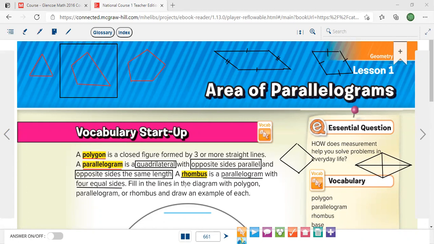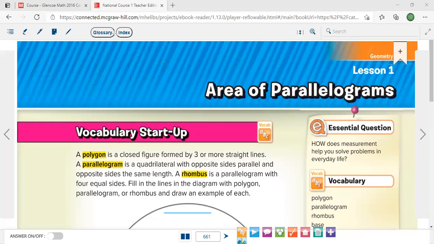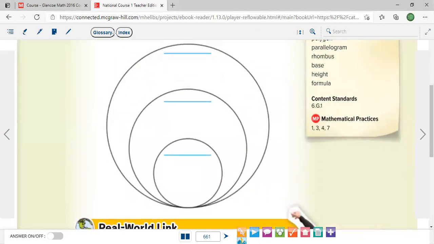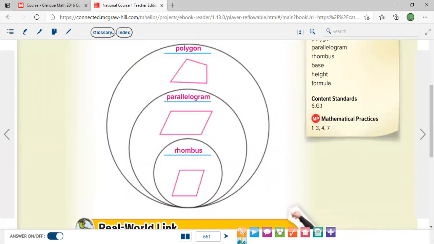Now fill in the lines in the diagram with polygon, parallelogram, or rhombus and draw an example of it. As you can see here, this is a polygon with four sides, then parallelogram, each two opposite sides are equal and parallel, and then finally the rhombus is a special case where all sides are equal and each two opposite sides are parallel.